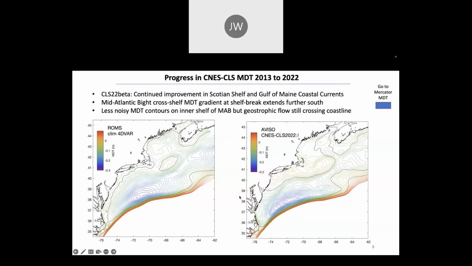The CLS22 beta that I was given access to shows further improvements: a more realistic inflow to the Gulf of Maine here on the Scotian Shelf. But still, although the flows are smoother and more coherent, we still have geostrophic flow heading towards the coast and a very strong sea level slope in this sector that's not physical. So progress has been made, but for a broad continental shelf like this, the MDT is not usable for our purposes right up to the coast.